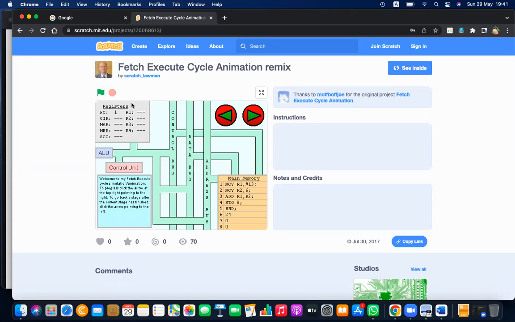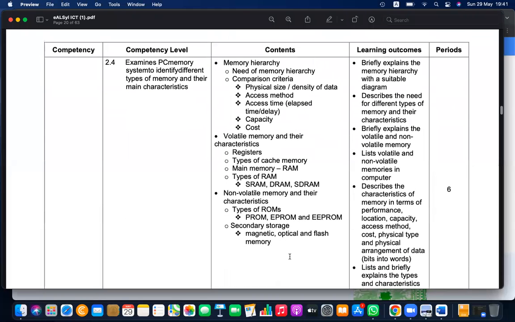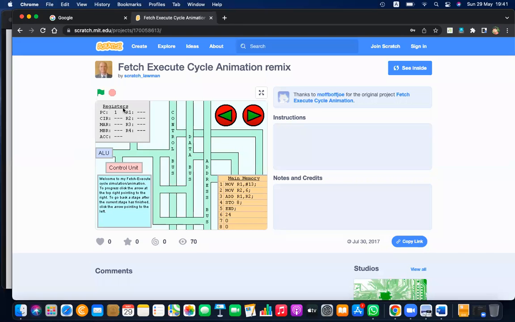Here, this is related to the next part also. That is why I'm reminding you again about volatile and non-volatile memories. Registers and cache memory are SRAM. This is the main memory, which is dynamic RAM, and in the dynamic RAM there is assembly programming code. So this is the second generation language.